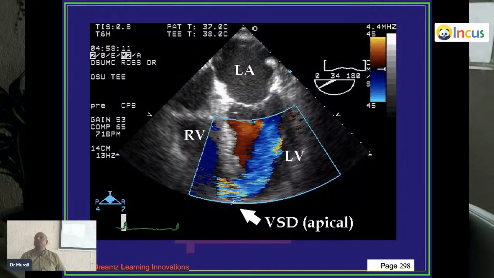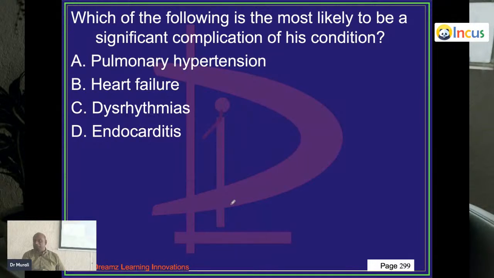What you see here is a VSD. So VSD has a complication of developing infective endocarditis. Between ASD and VSD, VSD is a high pressure shunt. So VSD is vulnerable to infective endocarditis, very high. But ASD is a low risk lesion. That I think you know.